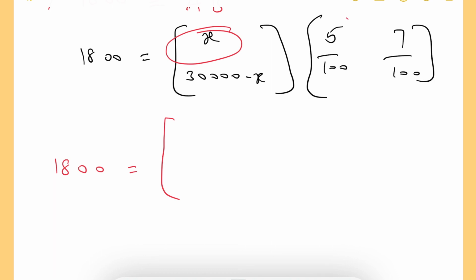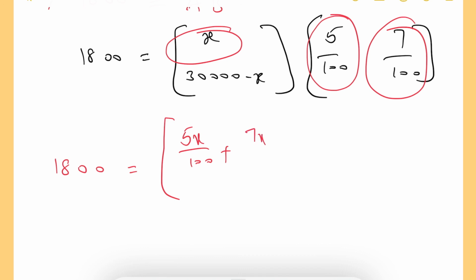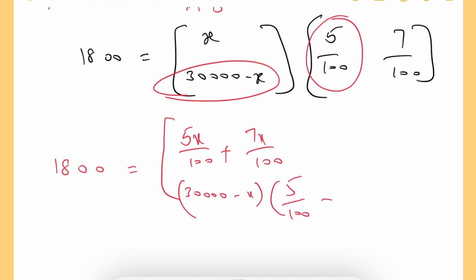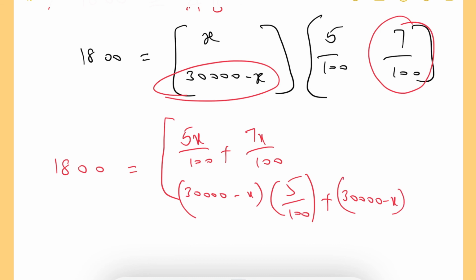First row multiplying with the first column, that is x into 5 by 100, 5x by 100, plus first row, second column, x into 7 by 100, 7x by 100. Now the same way, second row into first column, 30,000 minus x into 5 by 100, plus second row into second column, 30,000 minus x into 7 by 100.